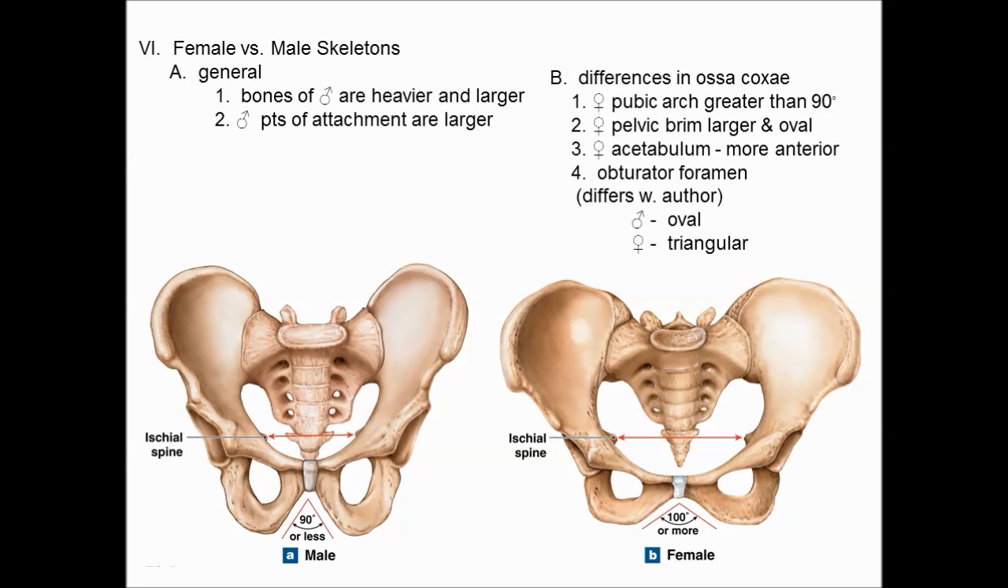The obturator foramen differs by author, so I added that little comment. Often they say the male is oval and the female is triangular, but most people call the male oval, although there are differences in authors again. The female doesn't seem as long and as round, and is almost triangular. So although you'll see a difference in descriptors, you can see this definitely looks longer than the one in the female. So I think those are the major things I wanted to cover.